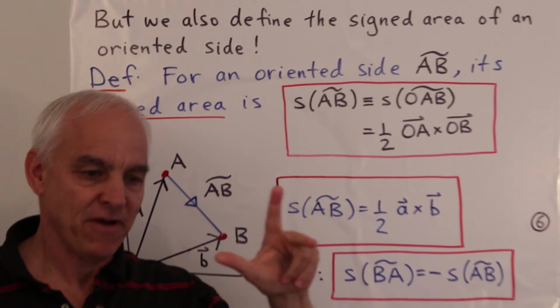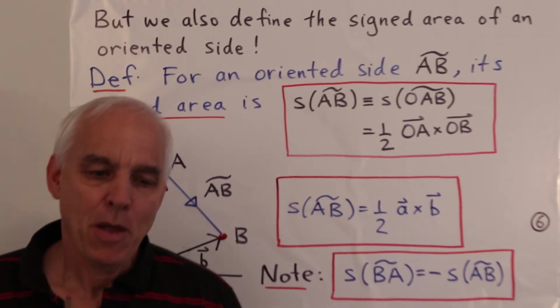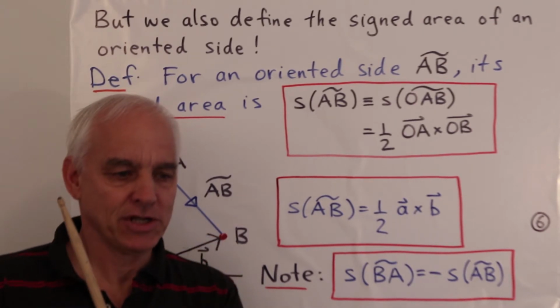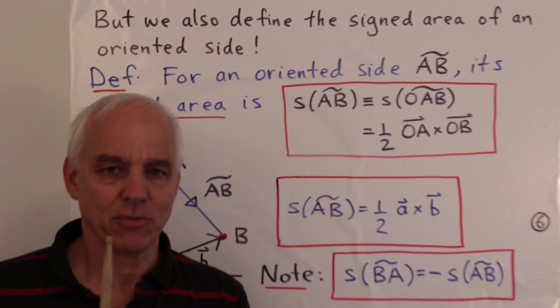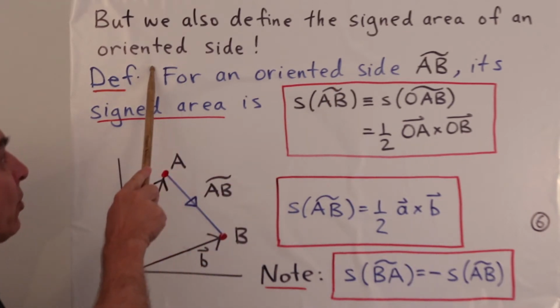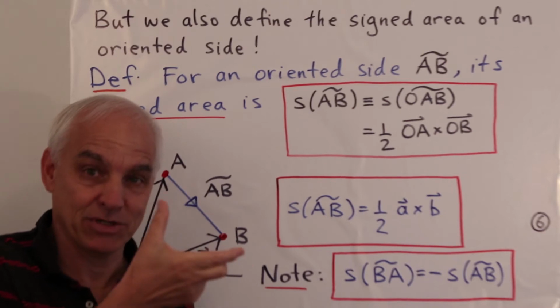So we've just defined the signed area of an oriented triangle. That's great. But now we're going to do something in addition to that. Something which is maybe a little bit curious. Something that maybe you don't see in a typical calculus course. We are going to define the signed area of an actual oriented side, just a segment which is oriented.